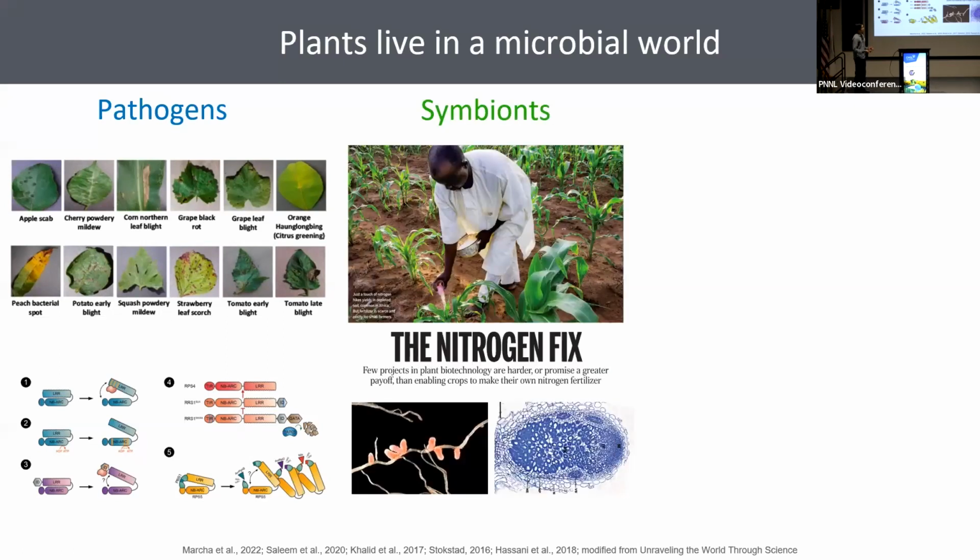Also, we heard a lot about symbiosis today. Nitrogen fixation is a very powerful symbiosis, but it's limited to certain plant species. So transferring this ability to other crop species is a holy grail in current plant biotechnology. And here again, basic understanding of the symbiosis mechanism is the key.